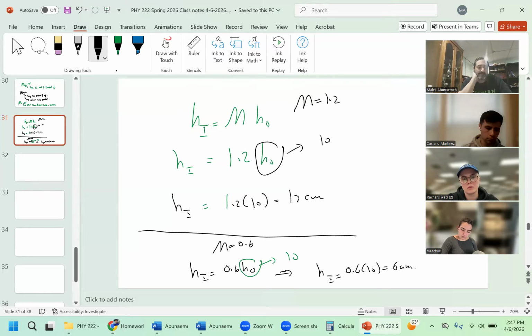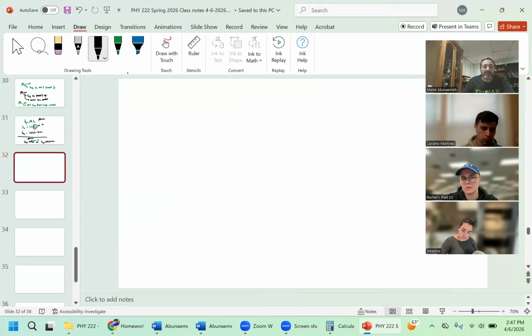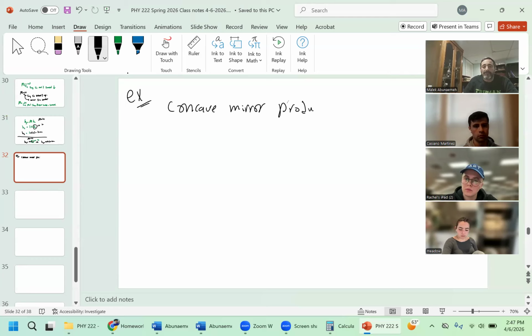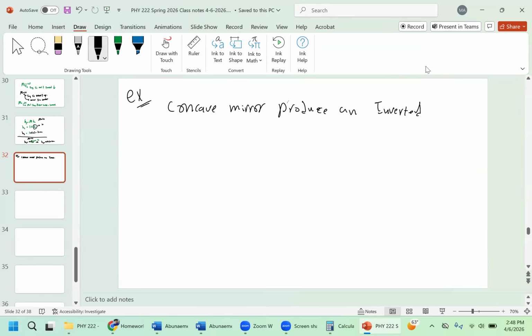Okie dokie. Let's do an example. Go ahead and try to do this on your own, guys, real fast. You got a concave mirror. Produce an inverted, real image on the screen.